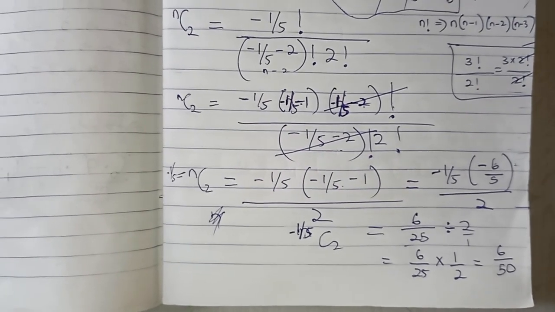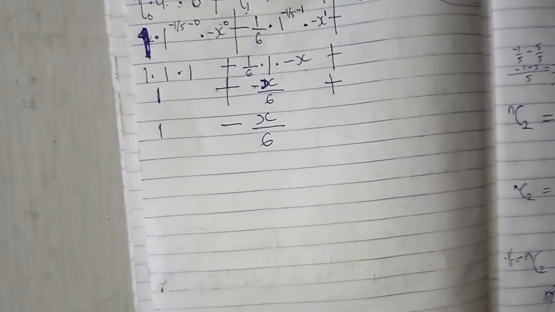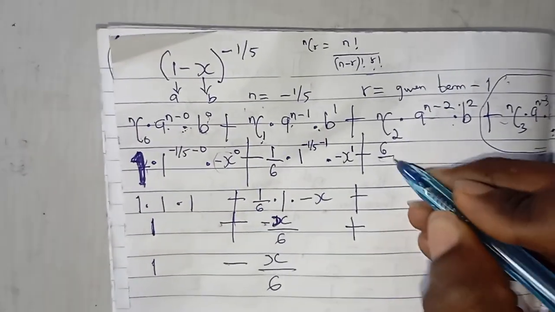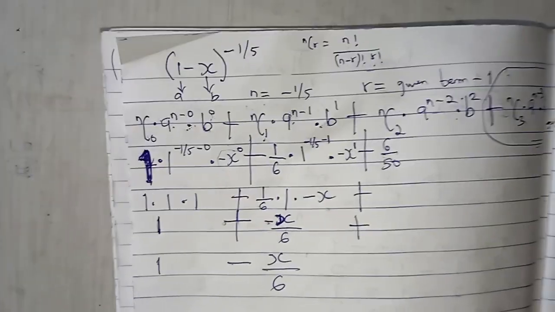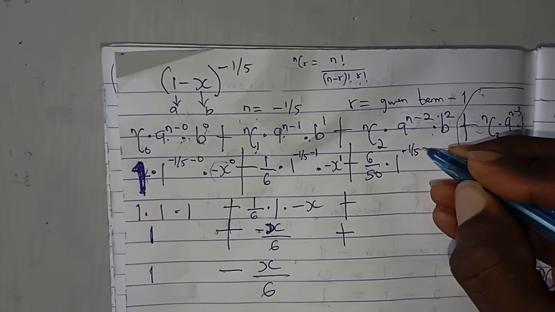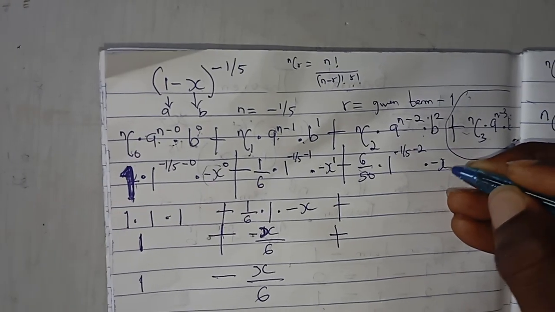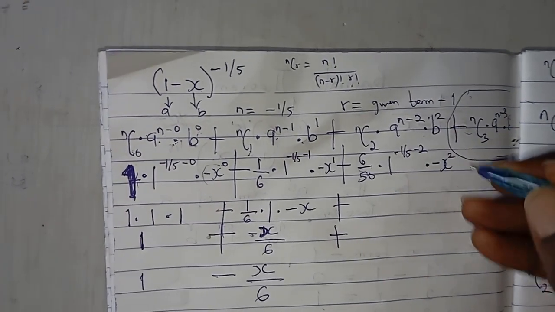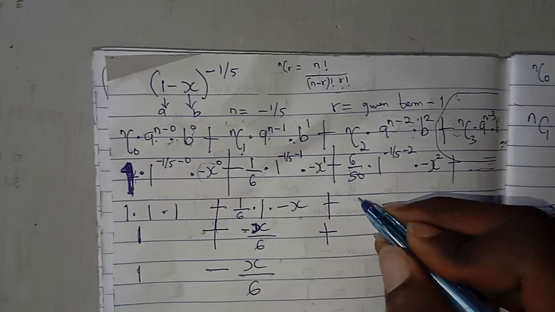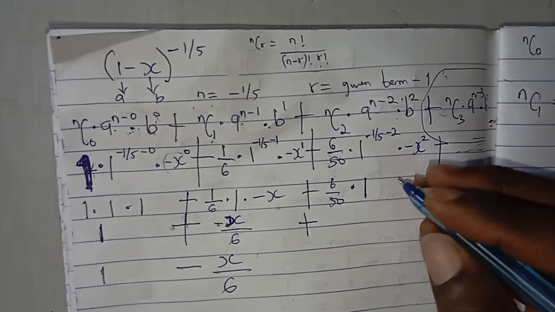6 over 50. So if I get this 6 over 50, let me carry it. I've gotten 6 over 50, and it's a positive one. So I'll just come and put, for n combination 2, 6 over 50. Then remember that a here is 1 raised to power minus 1 over 5 minus 2, then times minus x, and this is carrying 2 here. So you are the one solving this one for me. So this is going to be the same thing as saying 6 over 50 times 1. 1 raised to anything is 1, times 1.